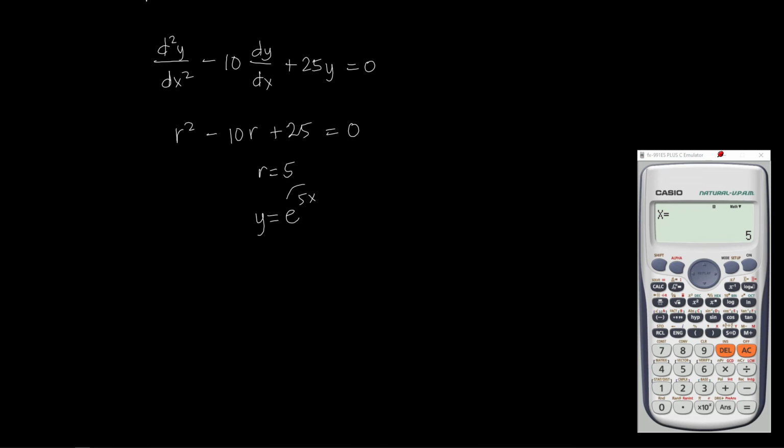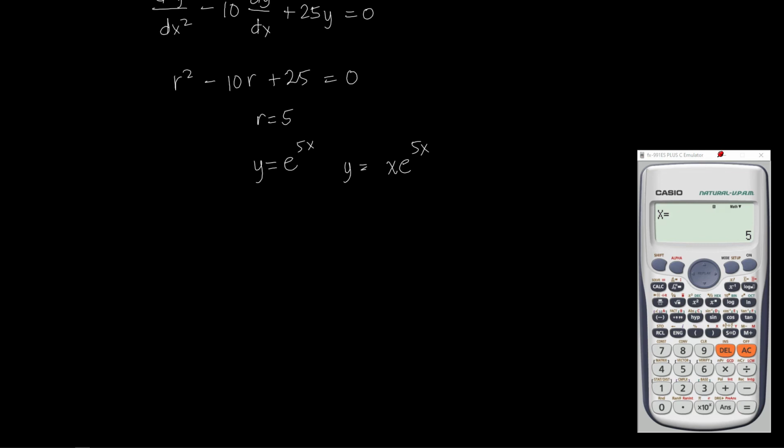When e raised to the power of 5x is our solution, then mo follow po si x e raised to the power of 5x is our another solution. So another solution daw ni. So ipakita na kung ano. I-try na to ha. So when we say y is equals to x e raised to the power 5x.